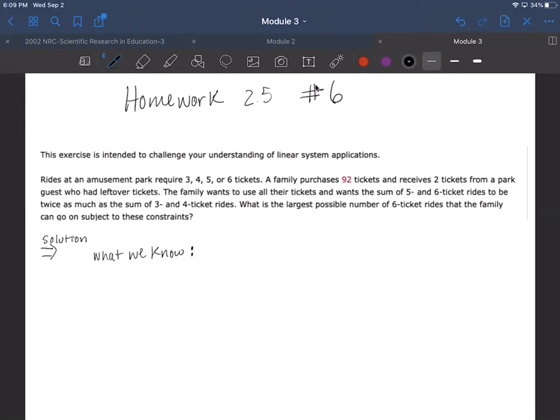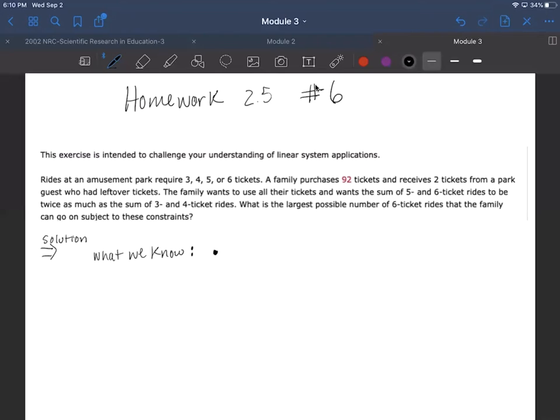So first off, I want to talk about what we know from this problem, okay? The problem statement says, rides at an amusement park require 3, 4, 5, or 6 tickets. A family purchases 92 tickets and received 2 tickets from a park guest who had leftover ones. The family wants to use all their tickets and wants the sum of 5 and 6 ticket rides to be twice as much as the sum of 3 and 4 ticket rides. And so the overarching goal here is to figure out the largest possible number of 6 ticket rides that the family can go on with all of these different constraints.